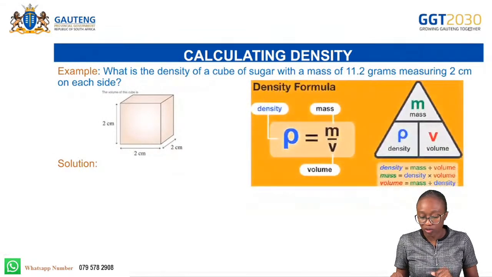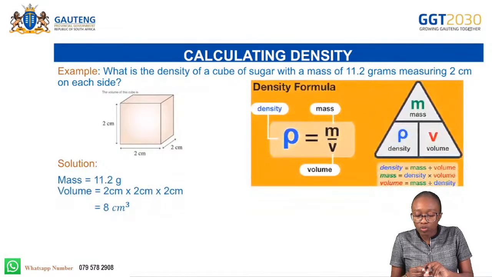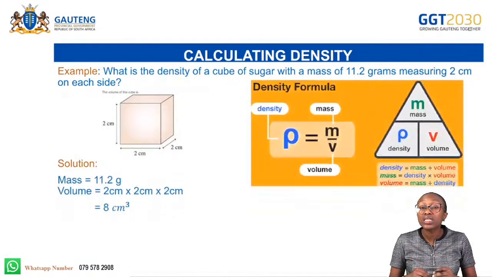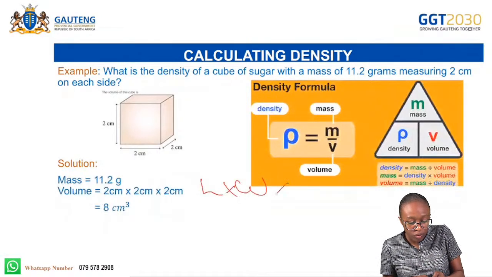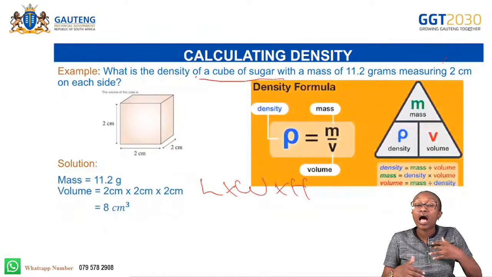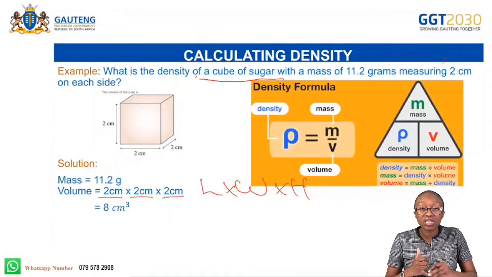So how do we calculate density? Let's use that formula. Density is equal to mass divided by volume. Our mass is 11.2 grams, but we're not given the volume, so we need to calculate the volume. Remember, volume is length multiplied by width multiplied by height. In a cube, all of the sides are of equal length. So 2 centimeters multiplied by 2 centimeters multiplied by 2 centimeters gives us 8 cubic centimeters.